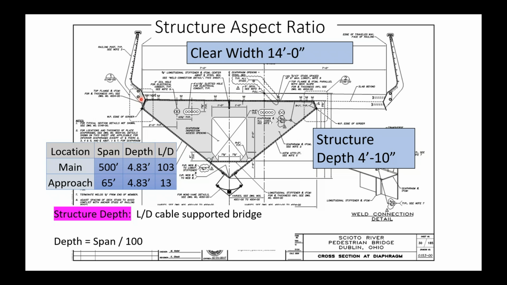The approach spans are much more comfortable. We went with the same cross section for aesthetics. Those are 65-foot spans, so the span to depth on those is a pretty comfortable 13. So we don't anticipate any difficulty getting those spans to work fairly well.